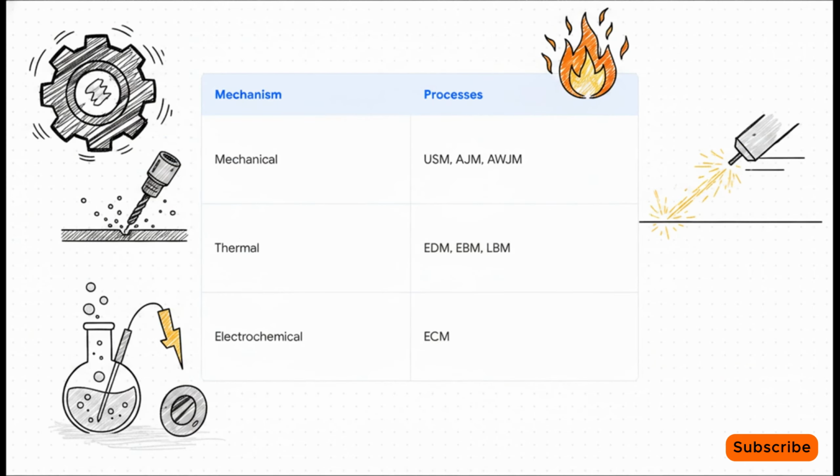Now, we can decode this massive alphabet soup of acronyms by grouping them into 3 distinct energy families. First up is mechanical, which includes things like ultrasonic, abrasive jet, water jet, and abrasive water jet machining. Second is thermal, covering electrical discharge, electron beam, and laser beam machining. And finally, we have electrochemical machining. Let's break these down one by one.